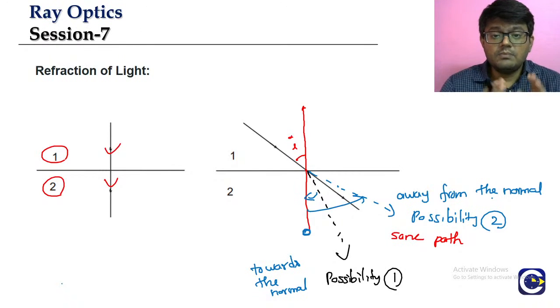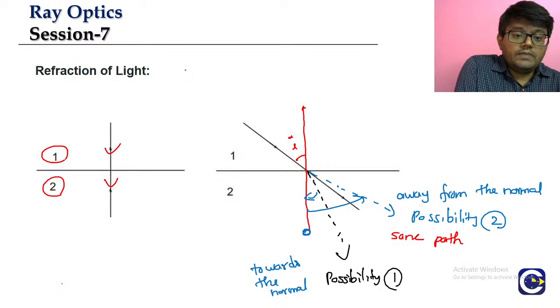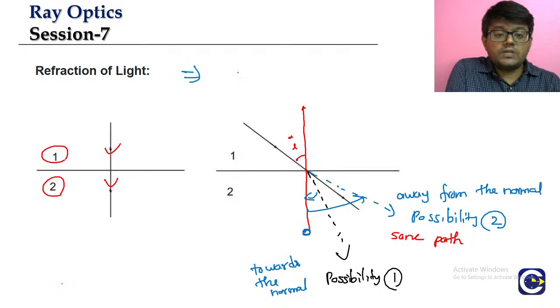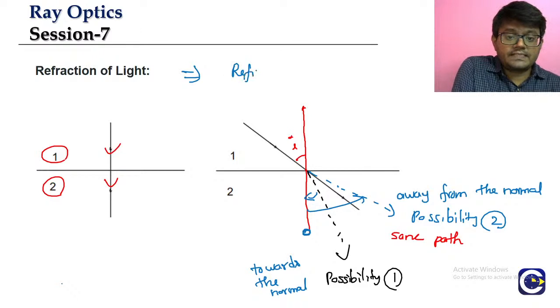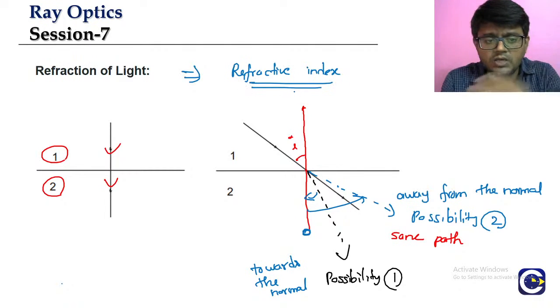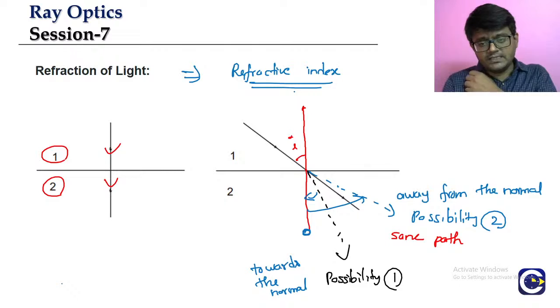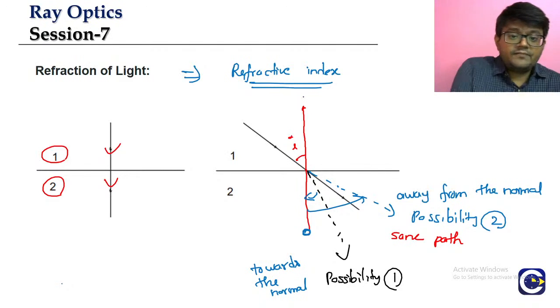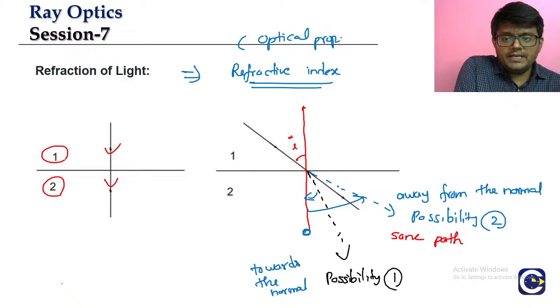This we will be able to understand when we learn about a property of the medium, which we call the refractive index. This property is something that we have studied in our lower standard, 10th standard also. I'm sure you would have seen this refractive index. How do we calculate the refractive index? All these things you would have seen. But this refractive index is what we call an optical property of the medium.